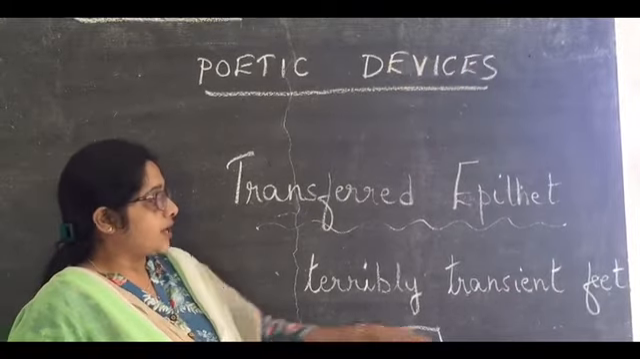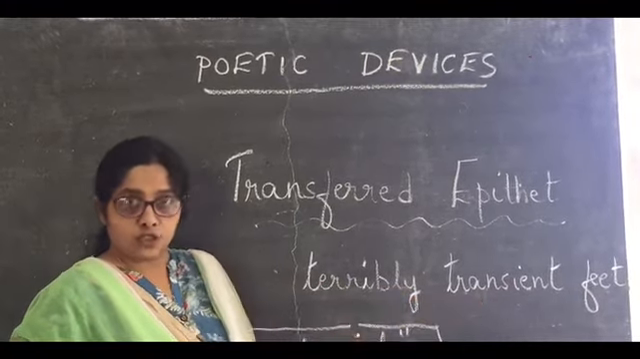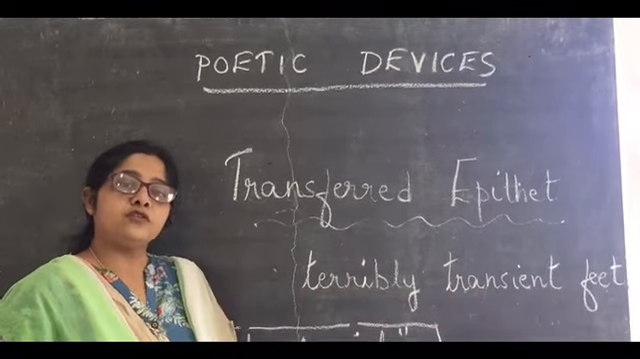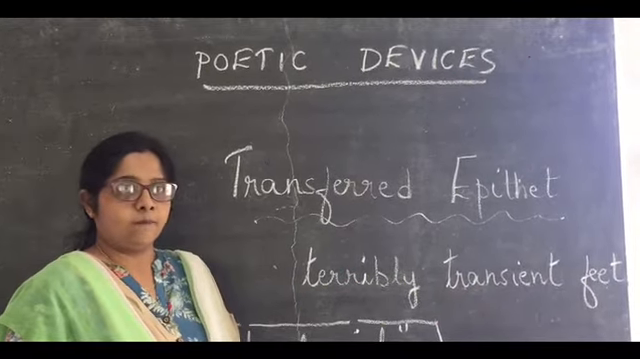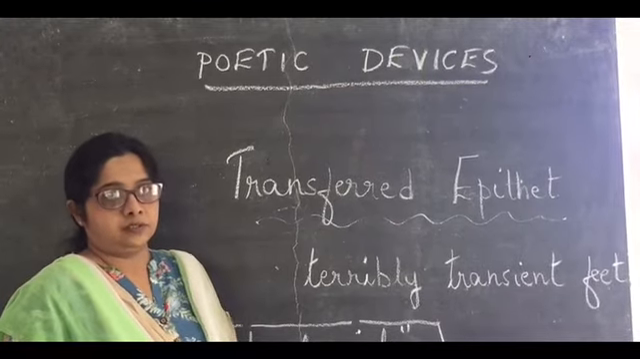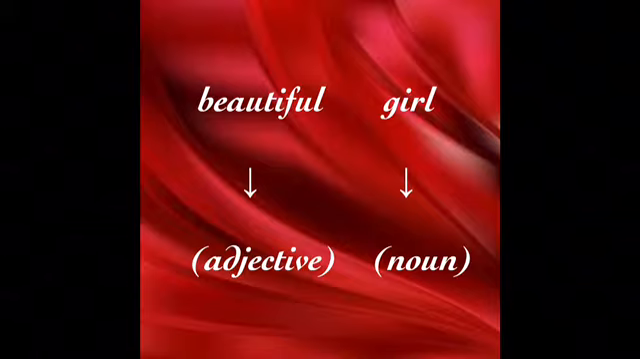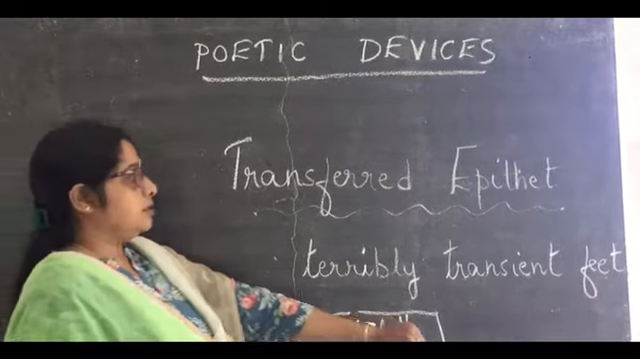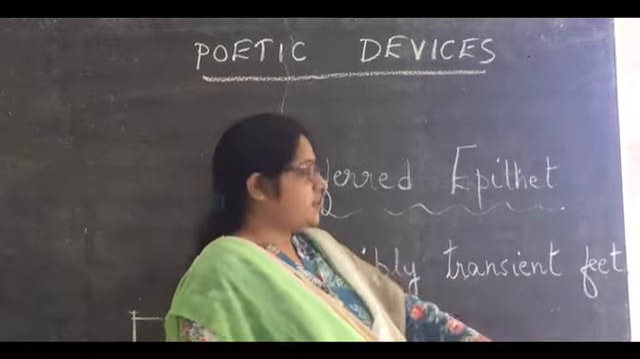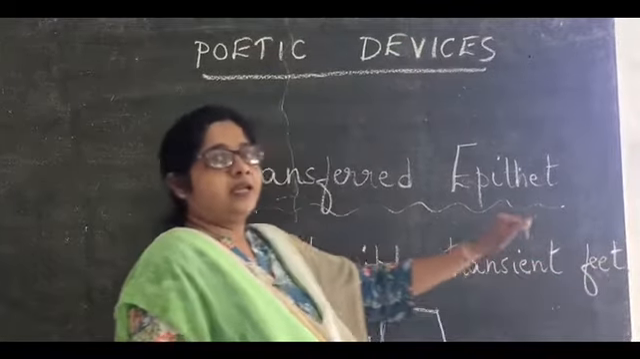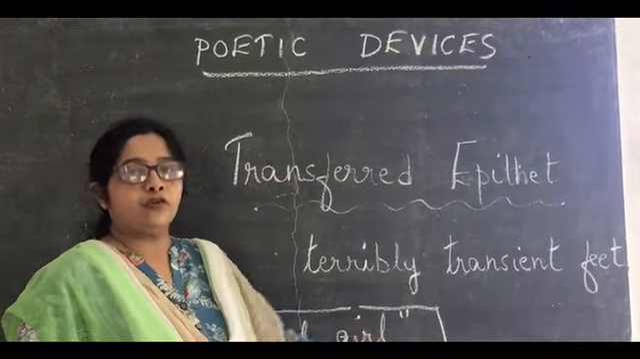So the word transient is an adjective that means short-lived, and here short-lived refers to the life of the person, not the feet of the person. To understand it better, look at the word beautiful and girl. Beautiful is the adjective, girl is the noun, and here beautiful refers to the noun girl, not anything else. But in this line, transient does not refer to the feet, it refers to the life of the person.